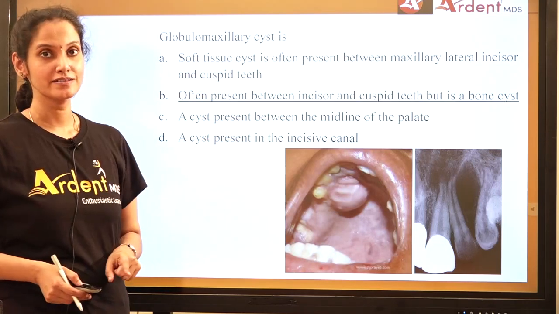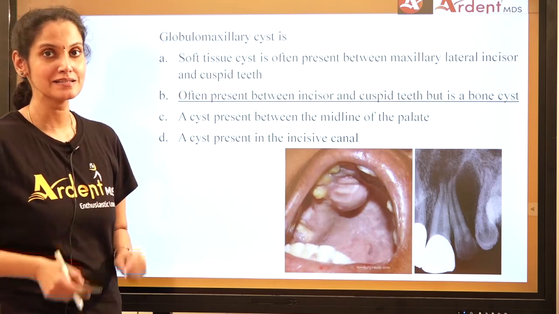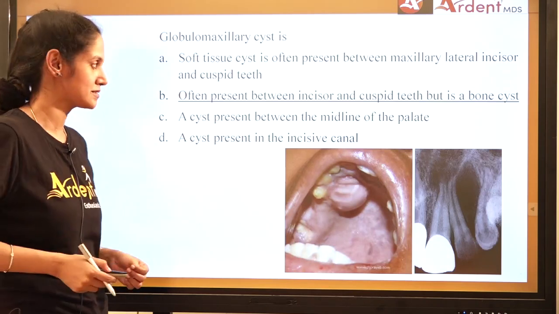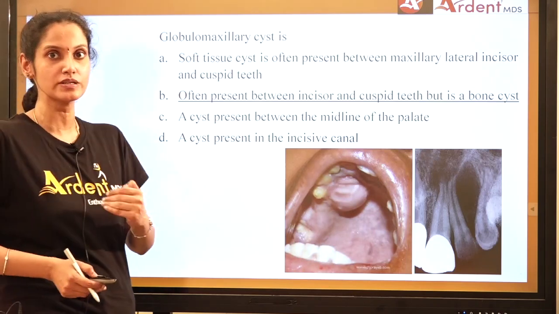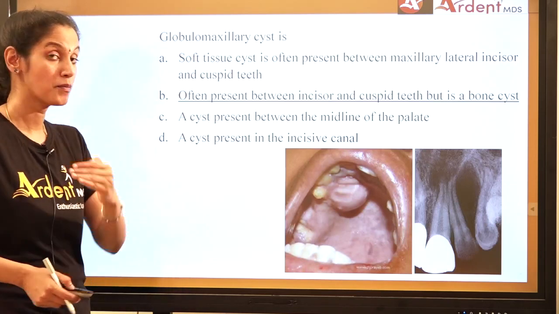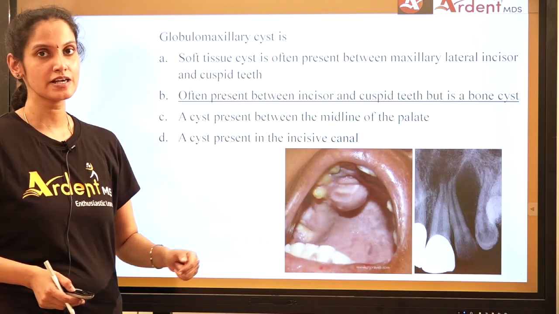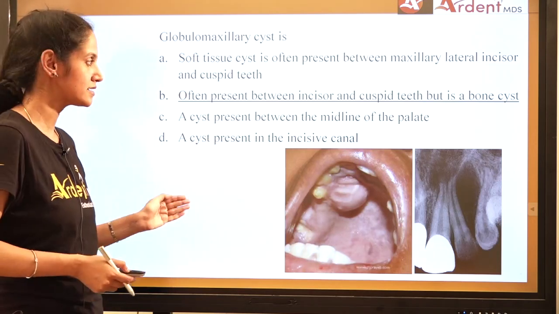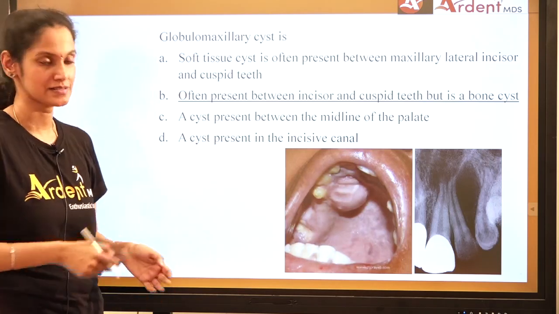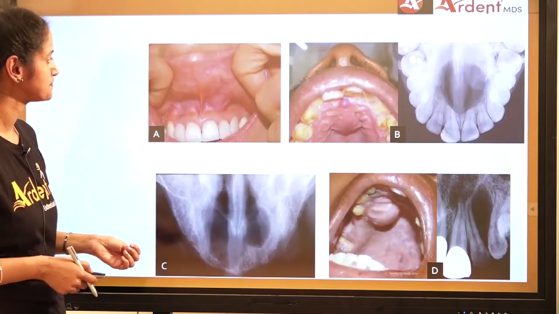Midline of the palate, you have the median palatal cyst or midline palatal cyst, okay, which will be posterior to the palatine papilla, posterior to the incisive canal. A cyst present in the incisive canal? No. That is your nasopalatine cyst. We'll be seeing about it.